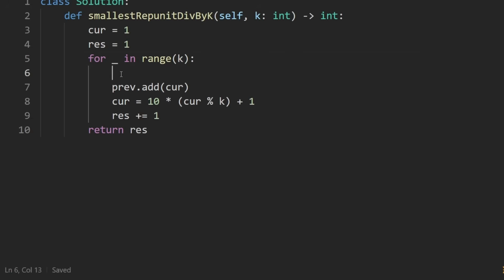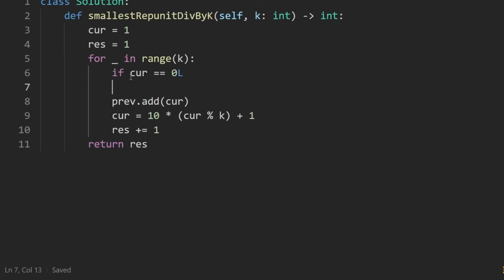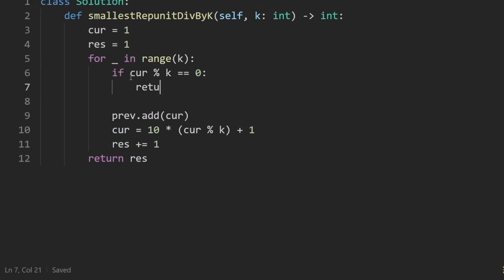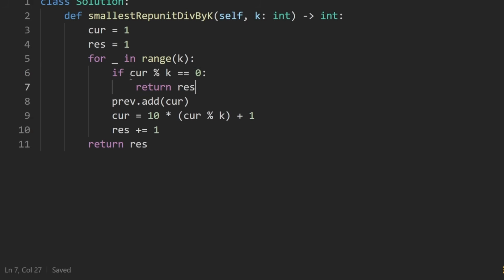And instead of having that early termination by checking the hash set, we're going to take that condition that we had for the while loop and then move it here. We're going to say if cur is equal to 0, or if cur modded by k is equal to 0, then we're going to return the result. Result is still tracking the number of digits.